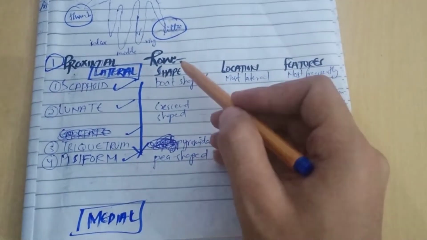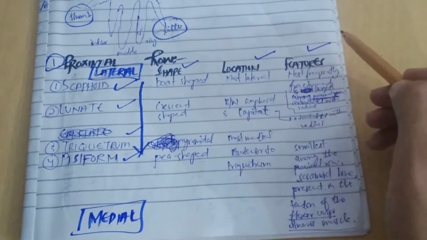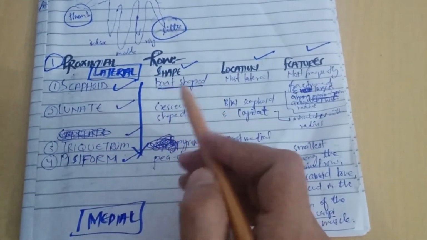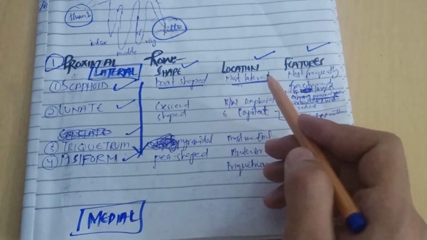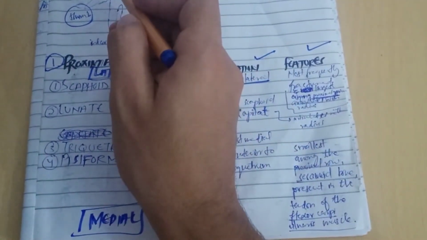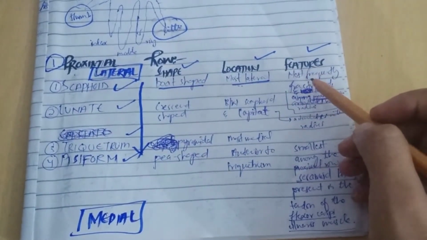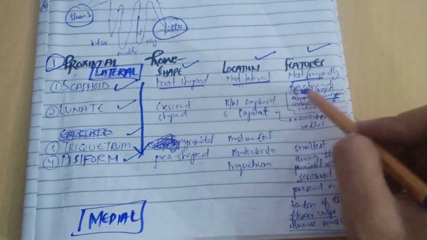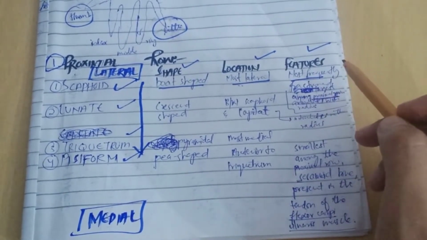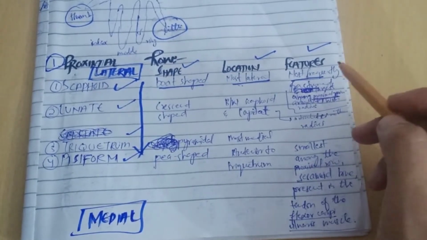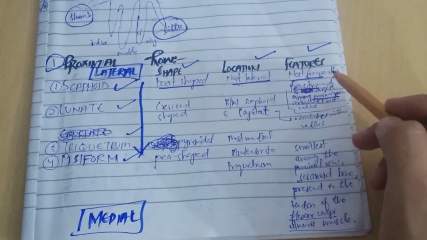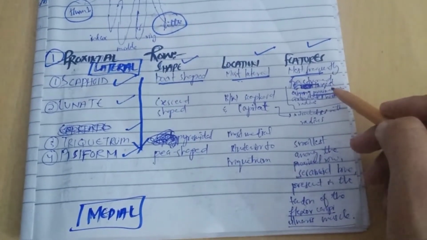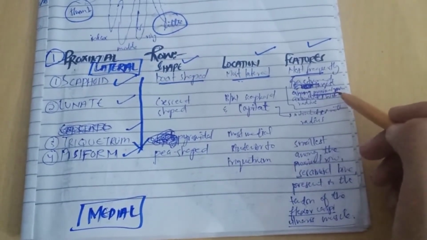We will study its characteristics. The first is the shape, second is the location, and third is the features. So the scaphoid is a boat shaped bone, and it is the most lateral bone on the thumb side. What are its features? The scaphoid is the most frequently fractured bone. It is the most asked question in the viva, what is the most frequently fractured carpal bone? That is the scaphoid. The second feature is that it is the largest bone among the proximal row.